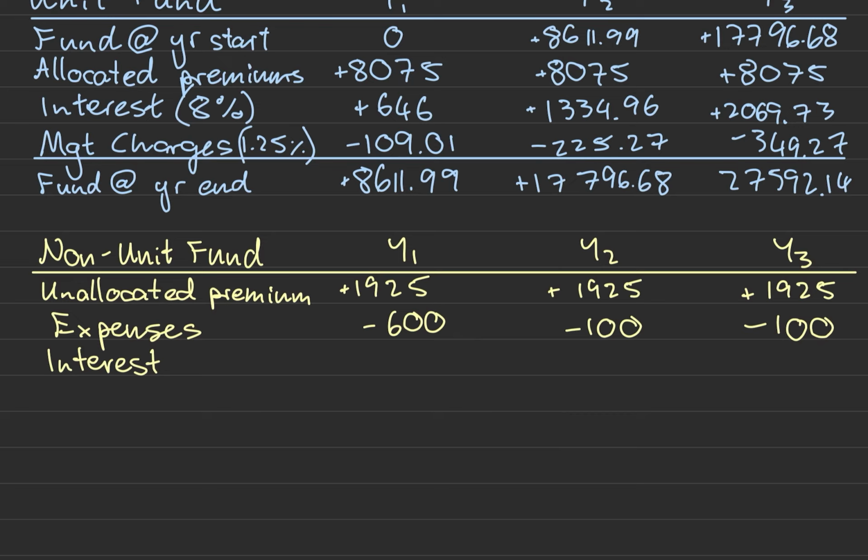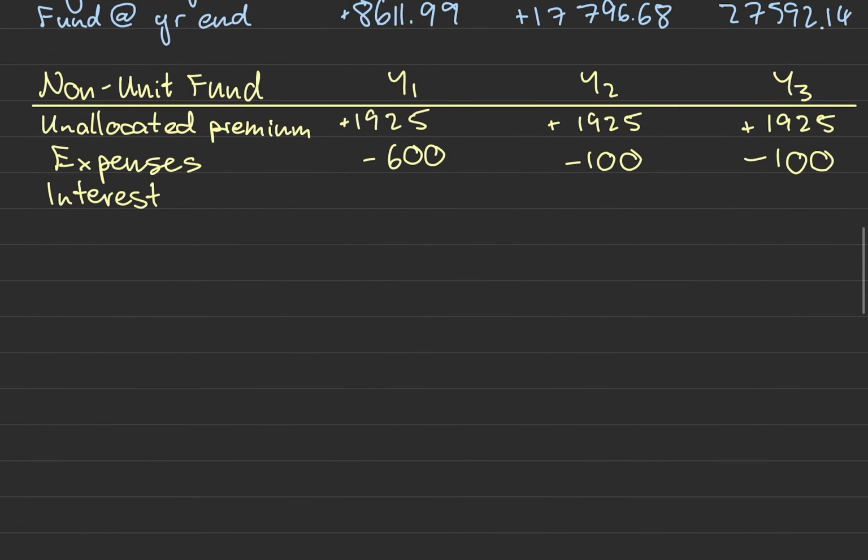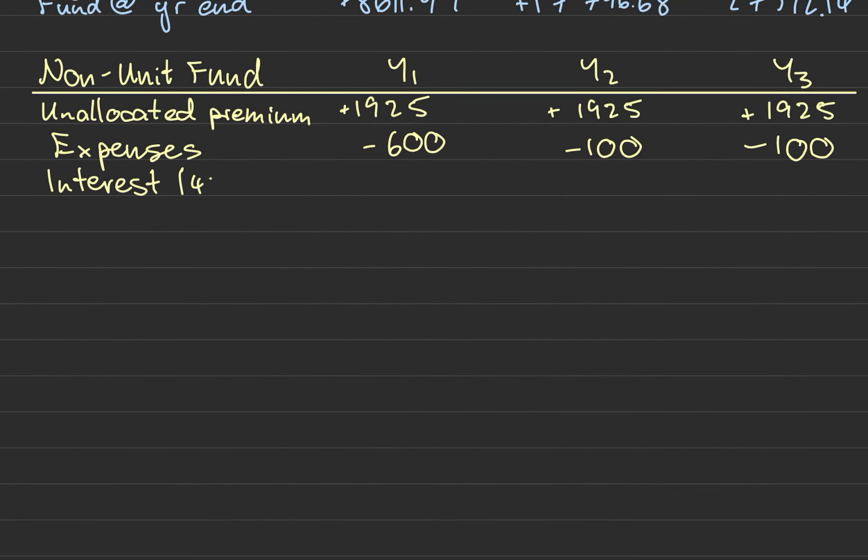And what did we say our interest percent was on the non-unit fund? 4% per annum. Okay, so don't use that 8% again. We're using a different thing here. It's the non-unit fund's interest. Different investments, different interest. Interest at 4%, so that minus that times by 0.04.